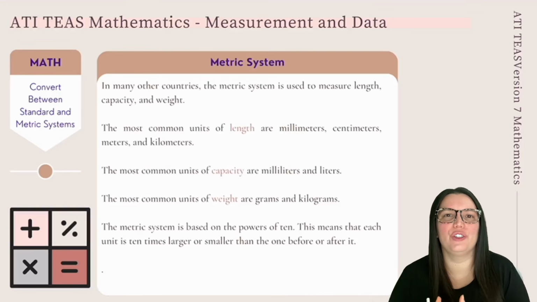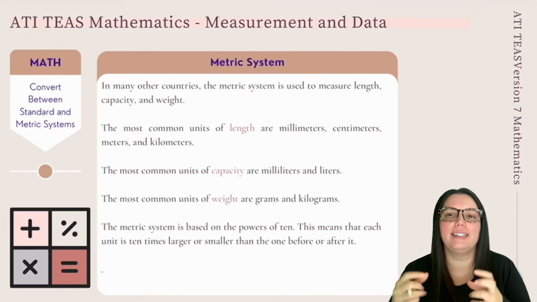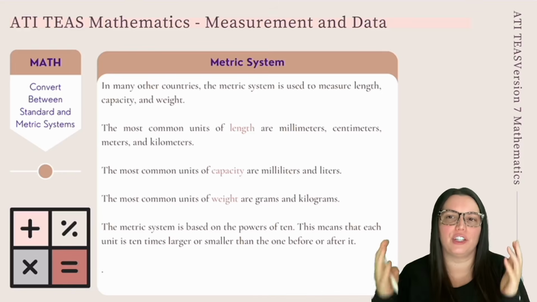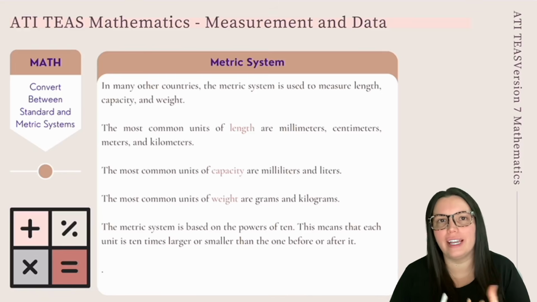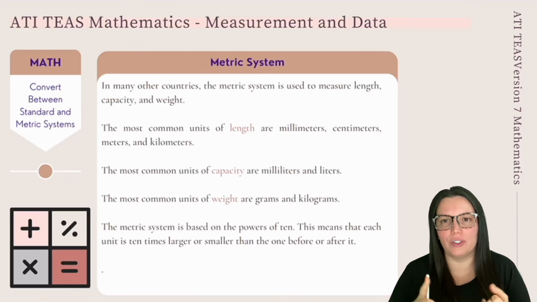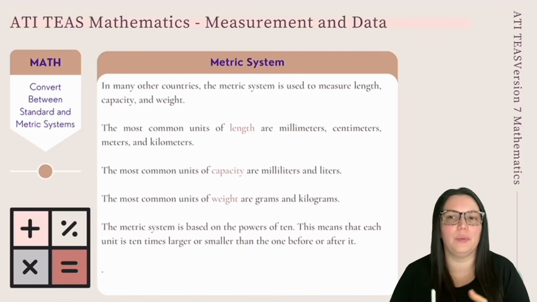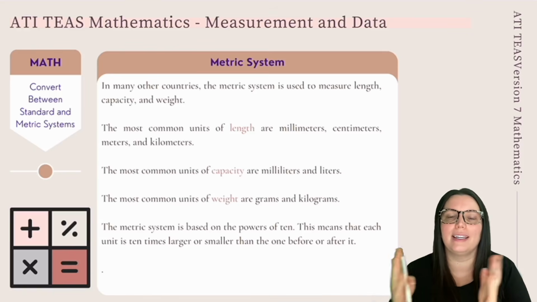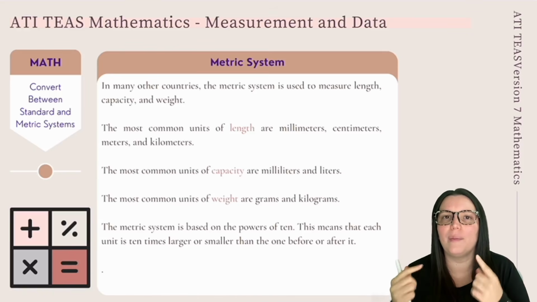So taking a closer look at the metric system, this is the system that is used in many other countries, and this is how they measure length, capacity, and weight. The most common units for length would be things like millimeters, centimeters, meters, and kilometers. The most common units for capacity would be milliliters or liters, and the most common units for weight are grams and kilograms.